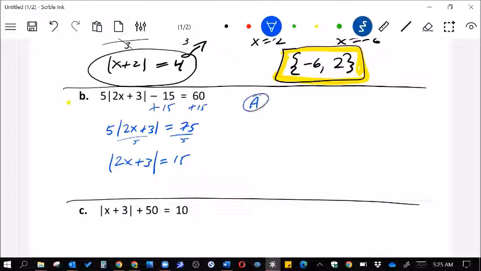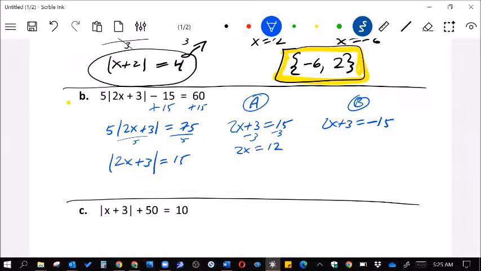So case A is 2x plus 3 equals 15. And case B is 2x plus 3 equals -15. So subtract 3. 15 take away 3 is 12. Divide by 2, and I get a 6. So here, 2x is -18. And then I divide by 2, and I get a -9. So my solution set looks like -9 and 6.